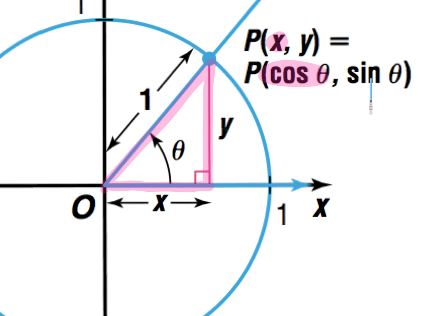Why is the y coordinate the sine? Sine is always opposite over hypotenuse. If this is my angle, opposite over hypotenuse, y over 1 is just y. Is y the exact same thing as sine? Yes. This is what I need you to get tattooed in your head, that sine is the y and cosine is the x.